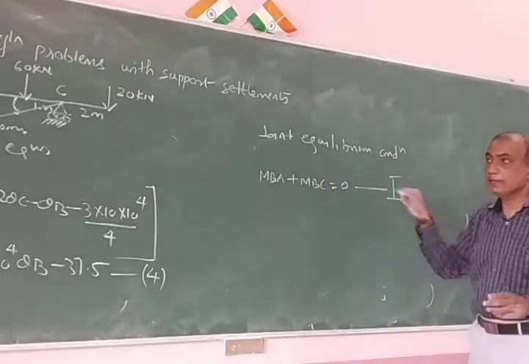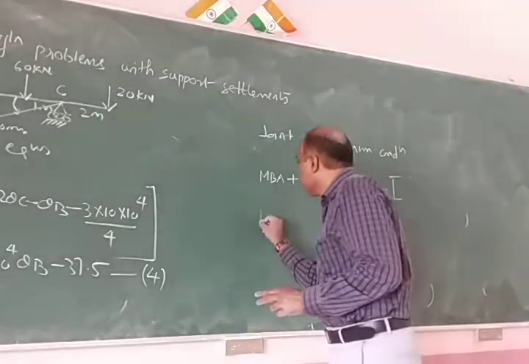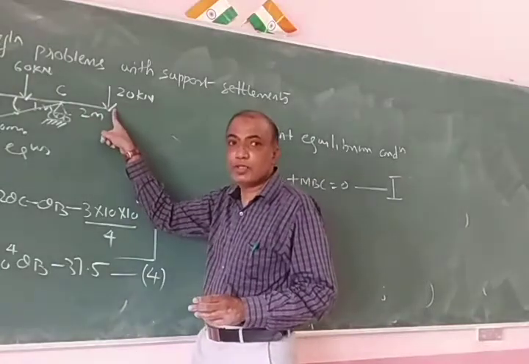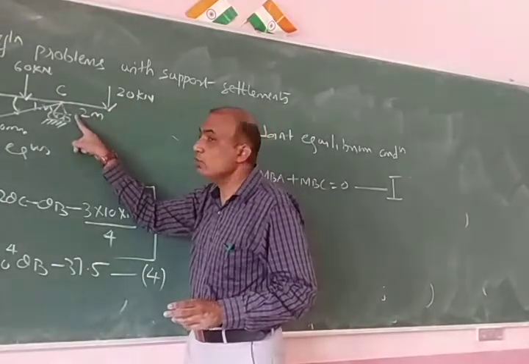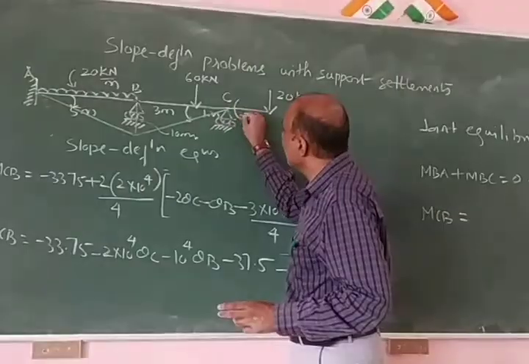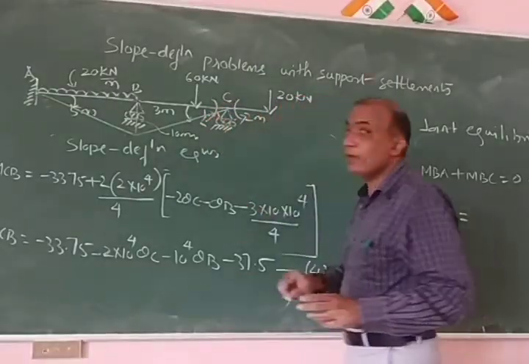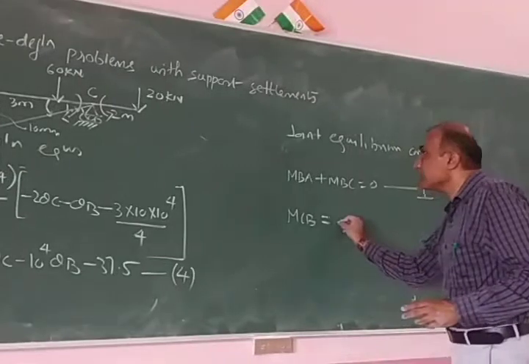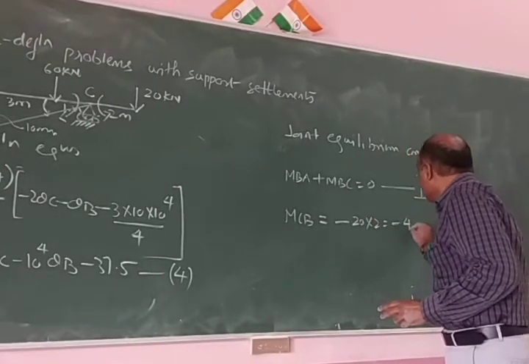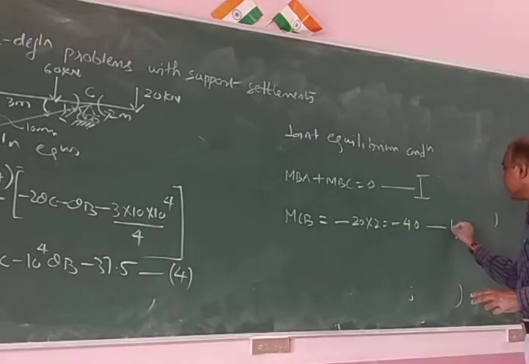You can simplify. And second is MCD. MCD is equal to, you can see overhanging moment. So it is 20 into 2, 40. 40 kN-m at C. Here it is anti-clockwise, so it is clockwise. So clockwise is negative according to our sign convention, minus 20 into 2, which is equal to minus 40. So this is my second equation.